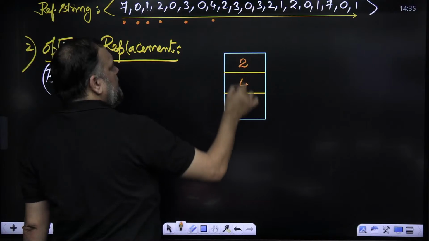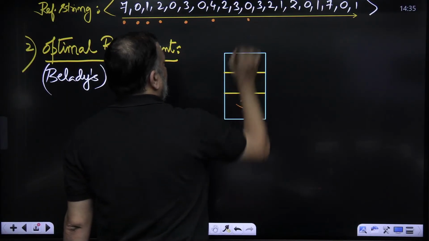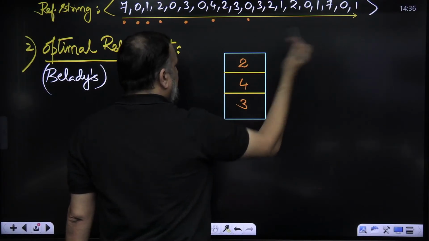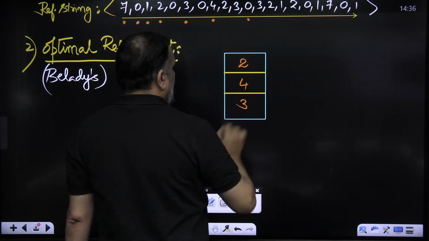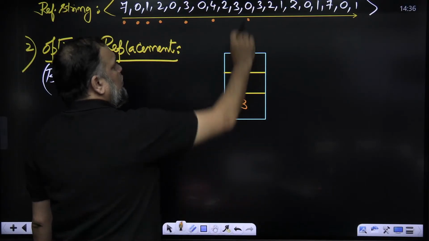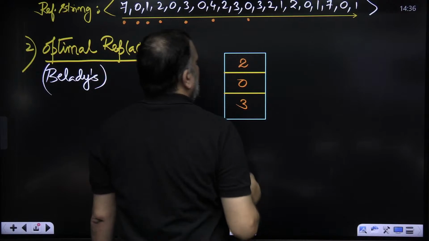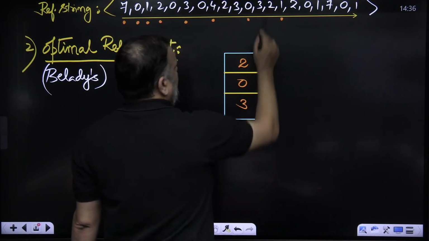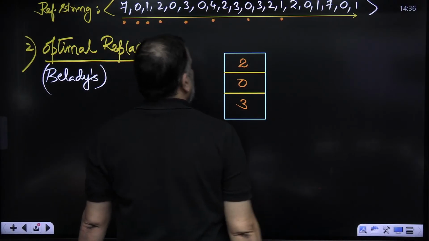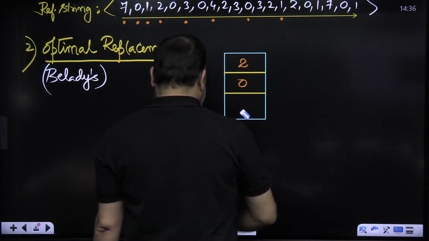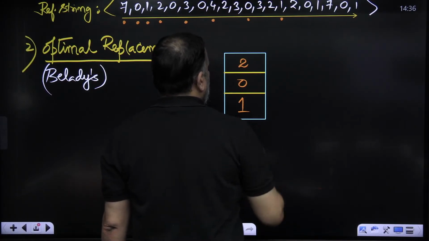Then 2, 3 both are present in memory, no page fault. 0 will cause a fault. So in place of 0, 3, 2 are referred. 4 is not referred. Why should I hold it? So in place of 4, we are going to bring 0. 2 and 3 both are referred, no page fault. After that, 1 will cause a fault. Now see, 3 and 2 are present, 1 is not present. So 2, 0 are referred, 3 is not referred. So therefore in place of 3, we are going to bring 1.